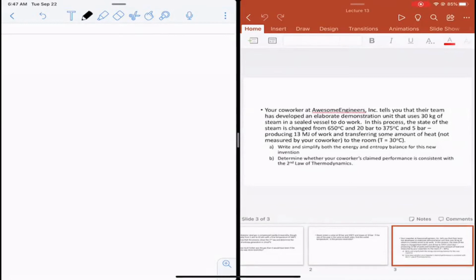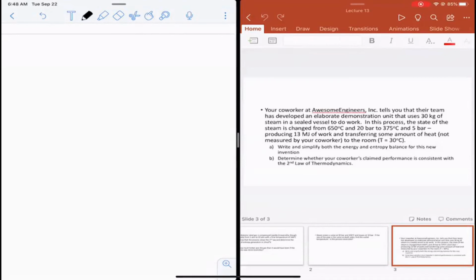Write and simplify the energy and entropy balance and determine whether your coworker's claimed performance is consistent with the second law of thermodynamics. So for the first part of this problem, we're going to do something very similar to what we've done in previous lectures, where we write the energy balance, and based on what we know, we try to simplify terms, and we do the same thing for the entropy balance.